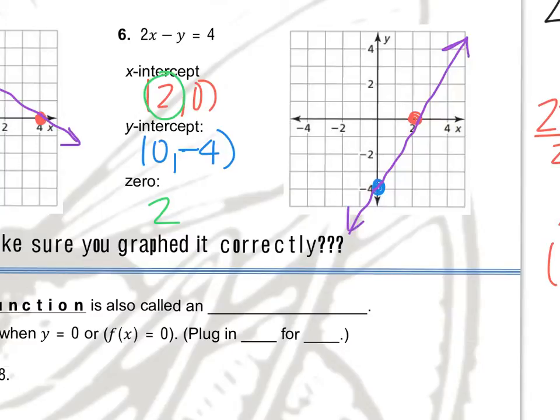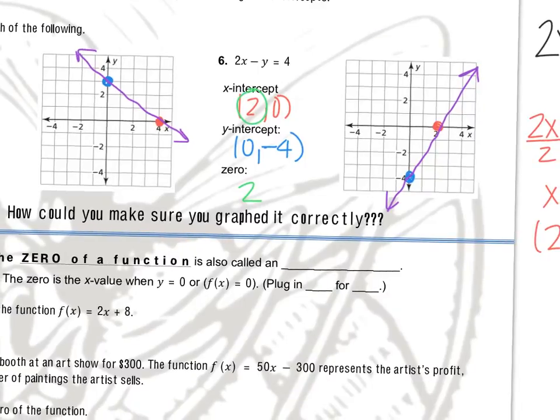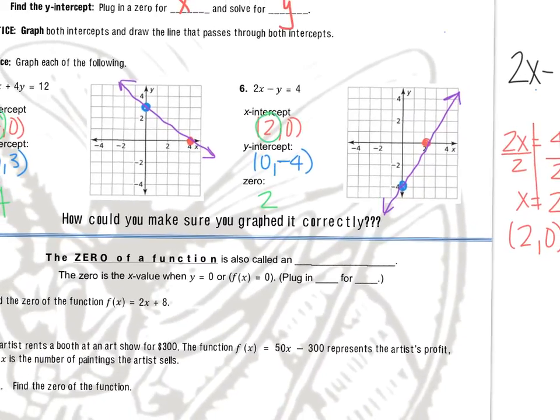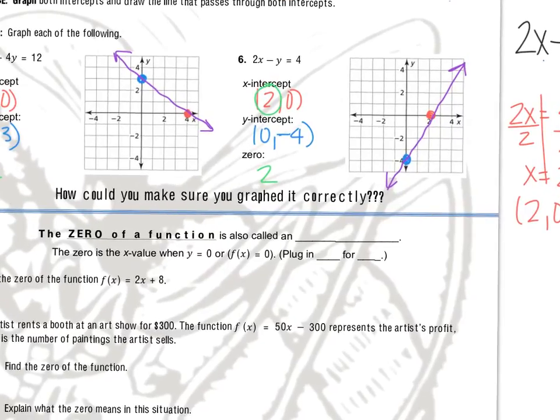So the question asks you, how could you make sure you graphed it correctly? Well, you've got a couple options. You could solve these equations for y and graph them, or you could find another point on the line and see if it works as well. This is a little harder to do because my lines aren't very straight, but if you could imagine that there should be a point here on this line at (1, -2).